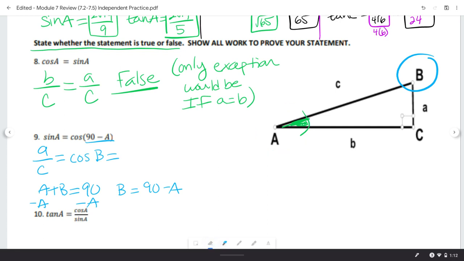B is a different reference angle. It's over here. So my cosine of B would be adjacent over hypotenuse. So that's my adjacent, that's my hypotenuse. And that's A over C. So that is true.